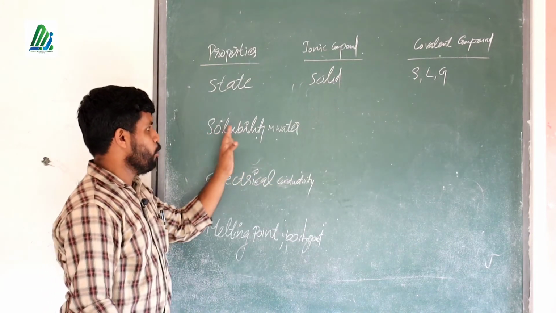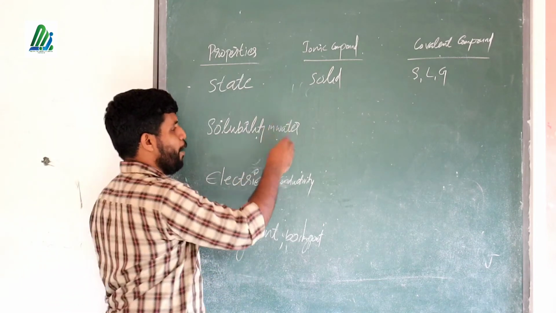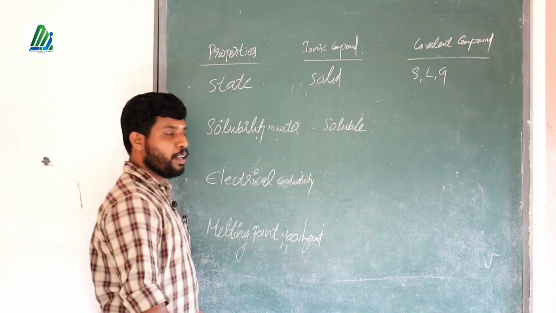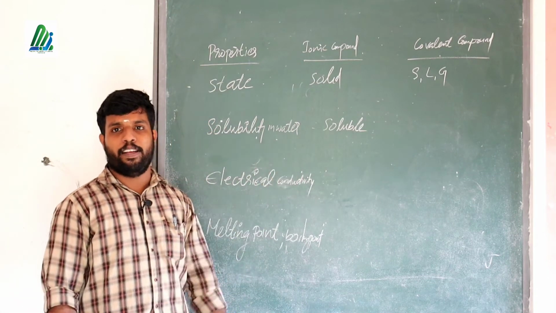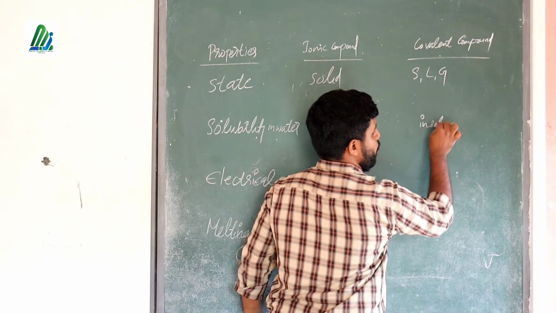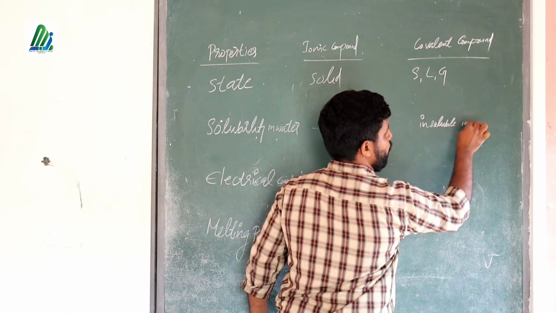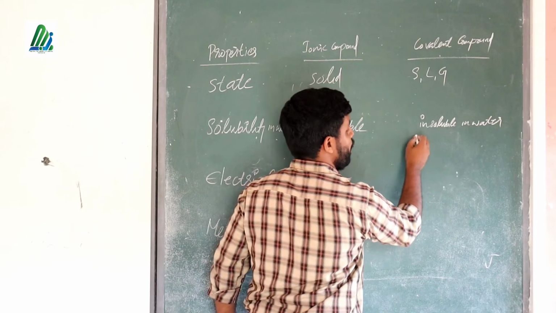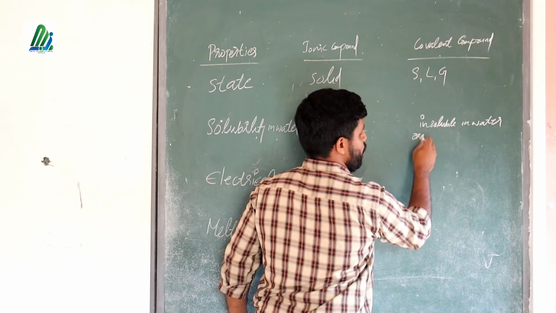All three forms. Solubility in water. Ionic compounds are soluble in water, but covalent compounds are insoluble in water. But they are soluble in organic solvents.